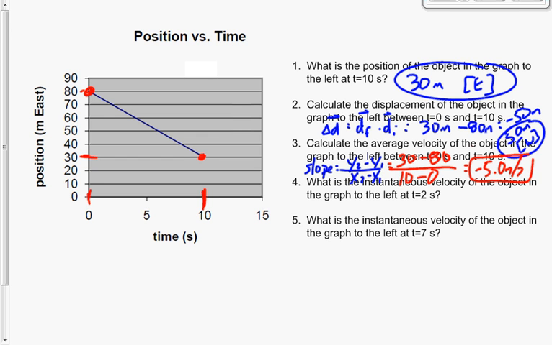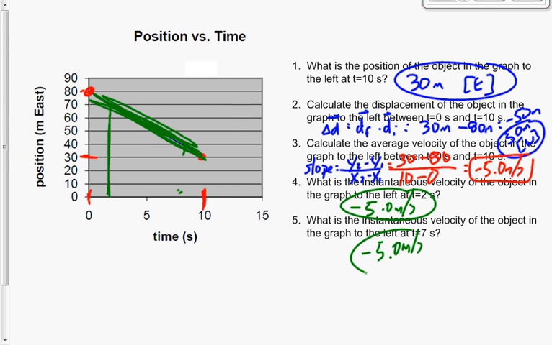What is the instantaneous velocity at 2 seconds? Look, if it's 5 meters per second to the west over this entire trip, then at 2 seconds it's also going to be negative 5 meters per second, or 5 to the west. What about at 7 seconds? Well, if it's negative 5 the whole trip, then it's got to be negative 5 at 7 seconds as well. So no calculation involved in questions 4 and 5. How's that? That make sense?